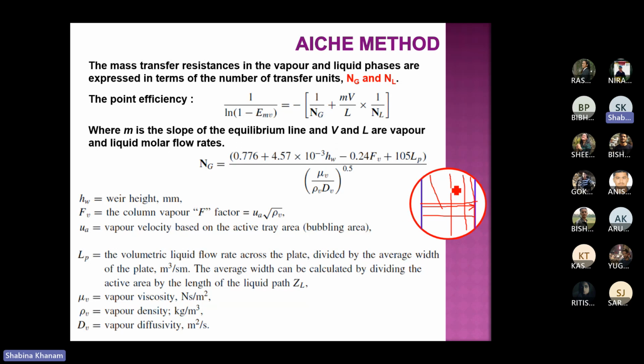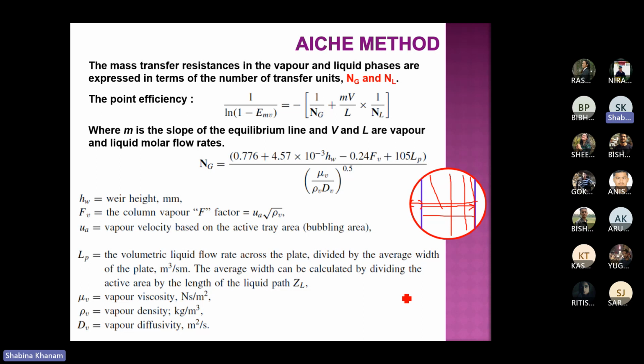Okay, because you already know the column diameter, right? And this particular gap you can find out once you fix the downcomer area. Okay, how, that we will discuss. But you can already calculate this part. Okay, so column diameter minus twice this part will give ZL, right?